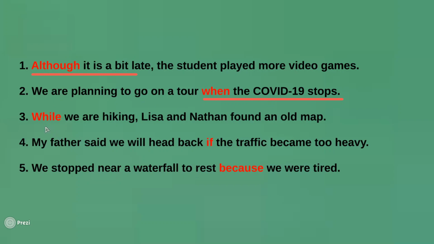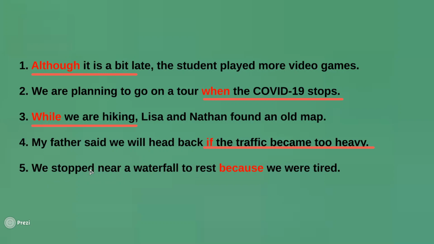Next, where is the subordinating conjunction and where is the dependent clause? So let's read, while we are hiking. Again, does that make sense to you? It does not, because it cannot stand alone because of the word while here. So while we are hiking is an example of a dependent clause. Next, number 4, my father said we will head back if the traffic became too heavy. So you can see here, if. If is an example of a subordinating conjunction. And if we read, if the traffic became too heavy, this is an example of a dependent clause. Again, if you read it, it does not make sense. It cannot stand alone because this is called a dependent clause. It needs the rest of the sentence to make it a complete thought.